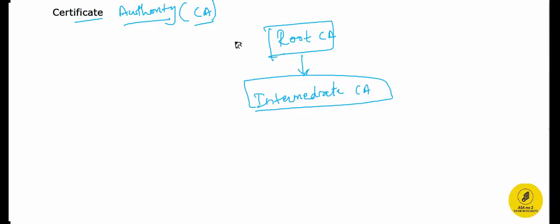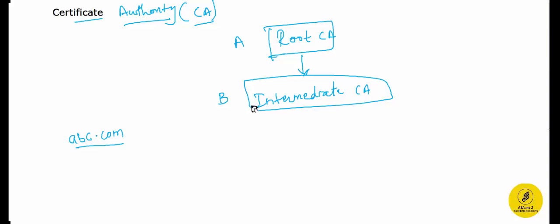So let's say we have a root CA whose name is A, and we have an intermediate CA whose name is B. And then there is someone who is requesting a certificate. So a website, abc.com, is requesting a certificate. They created their CSR and sent it to the public authority, which came here to the intermediate CA.